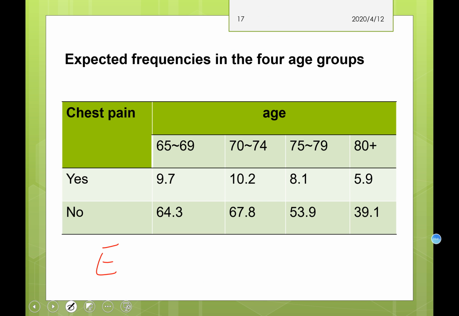Okay, so in this slide are all the expected frequencies I have calculated. I calculated all these numbers in the way we have mentioned just now, so we get all of these numbers.